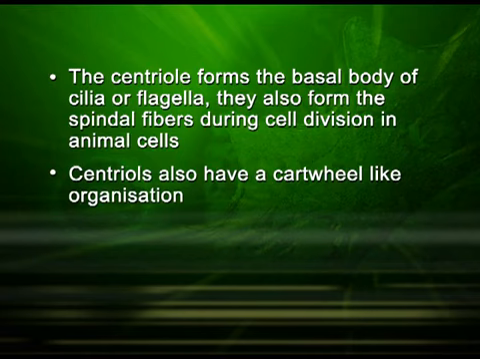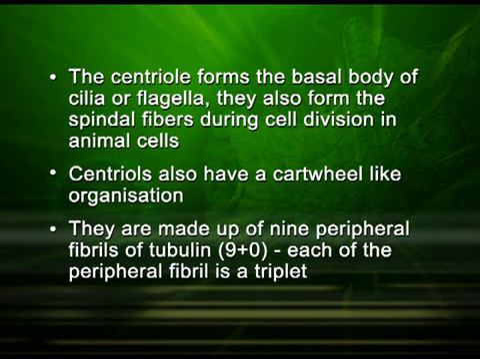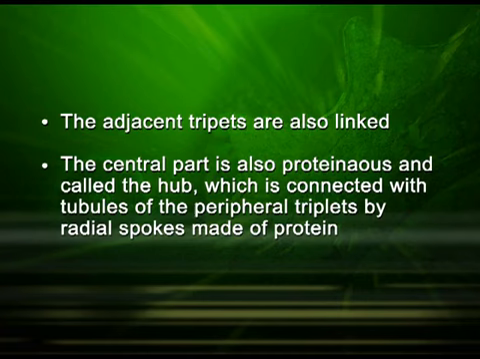Centrioles also have a cartwheel-like organization. They are made up of 9 peripheral fibrils of tubulin, that is the 9+0 arrangement. Each of the peripheral fibril is a triplet here. The adjacent triplets are also linked. The central part is also proteinaceous and called the hub, which is connected with the tubules of the peripheral triplets by radial spokes made of protein.